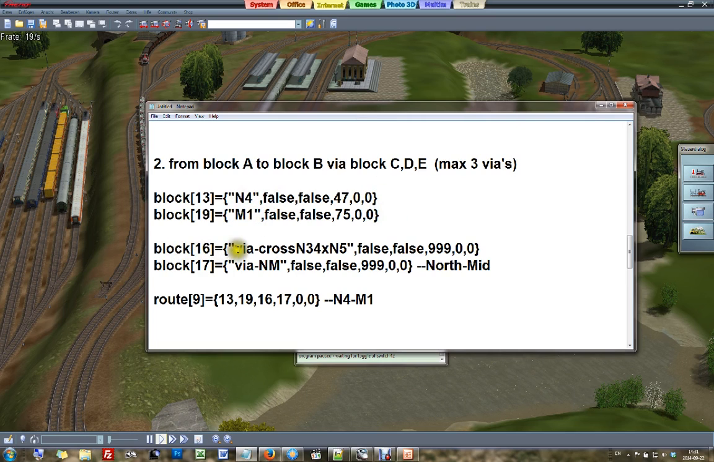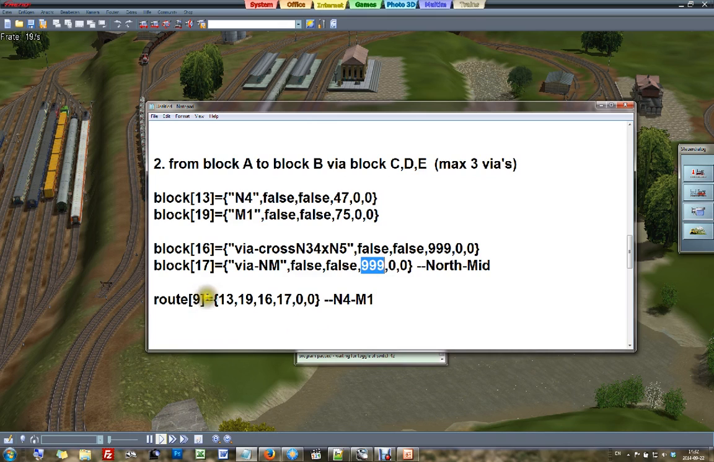And then I have a via block. I gave that a name. This is the crossing of north 3, 4 with north 5. And that via block has no signal on it, and for that reason I give it a dummy signal number 999, just so that nothing goes wrong. That's what you need to do to define a via block. Actually just give it a name and give it this dummy number for the signal. Also that single track, the via north mid single track, is just a reservation block, and I give it a dummy number 999 for the signal.